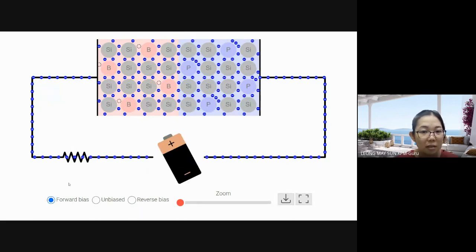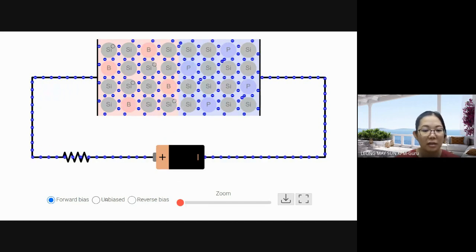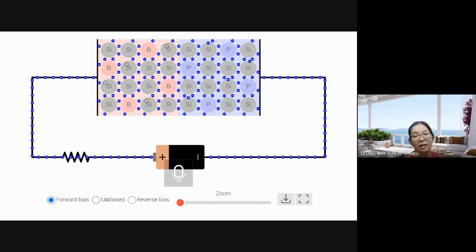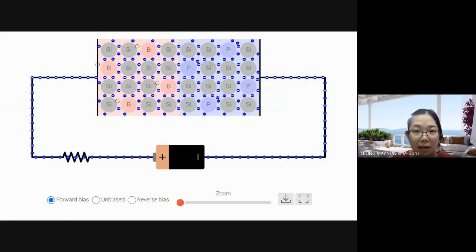Let's go back here. So when the electrons can come towards this junction and the holes move towards this junction, electrons can pass through. All right, and that's how the whole entire circuit actually allows current to flow.